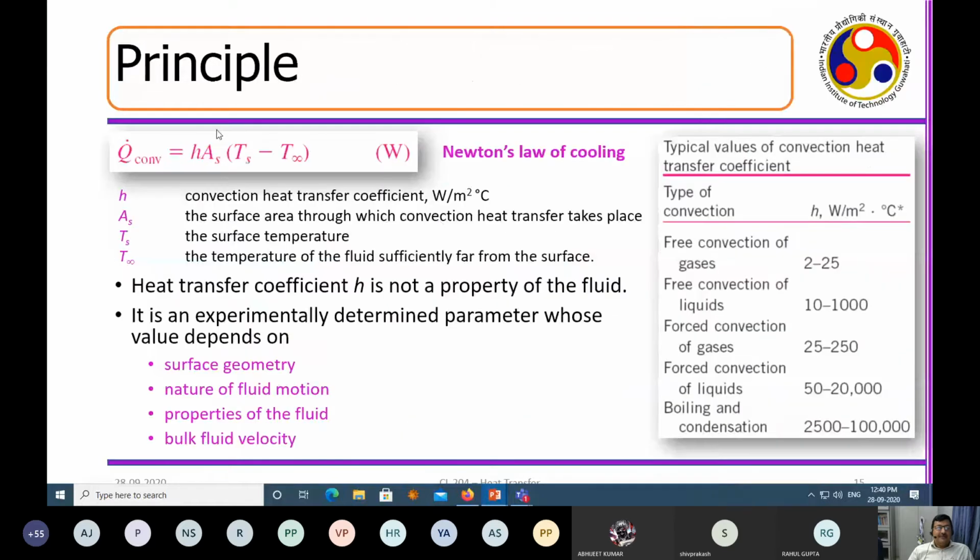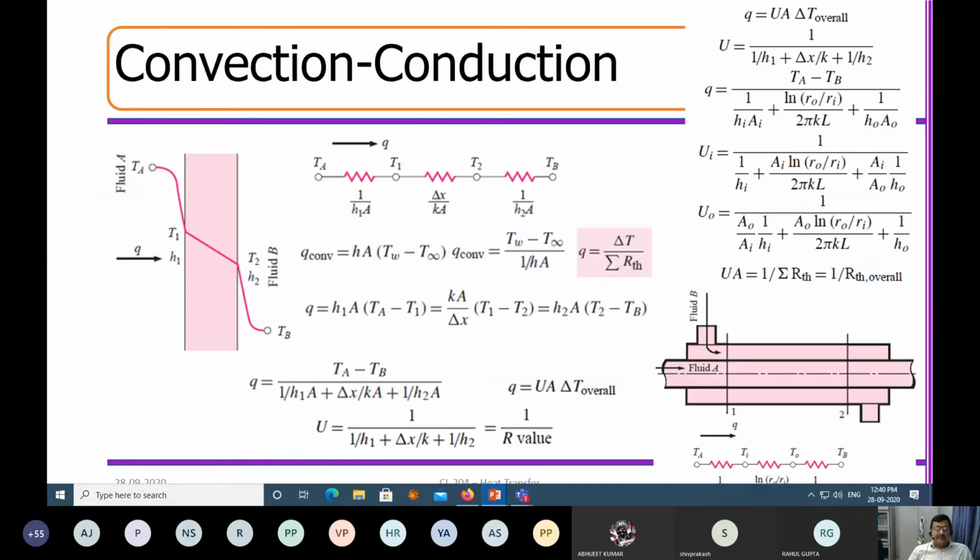And how do I define the resistance here for a convection system? It will be 1 by hA. You can straight away see driving force by the resistance. So you can see 1 by h1A, which is this side, TA to T1. This is the resistance provided by this boundary layer. And 1 by h2A, this is the resistance that is provided by this boundary layer.